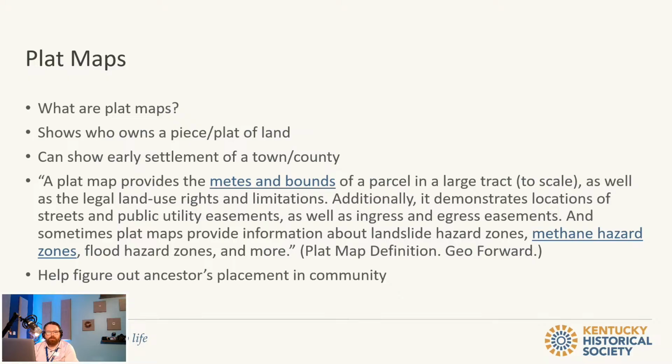Okay, so then there are plat maps. So what are plat maps? Basically, kind of in general, they show who owns a piece of land.